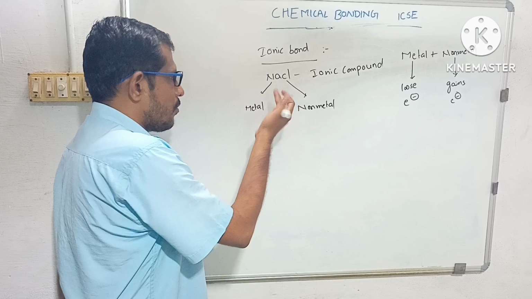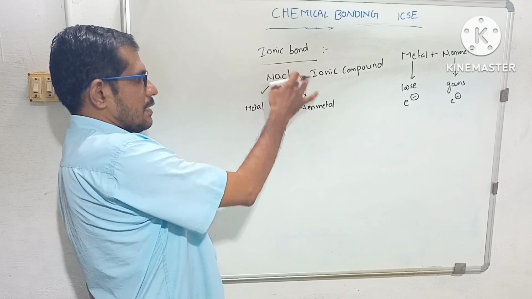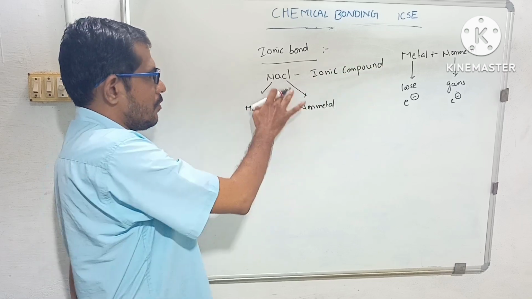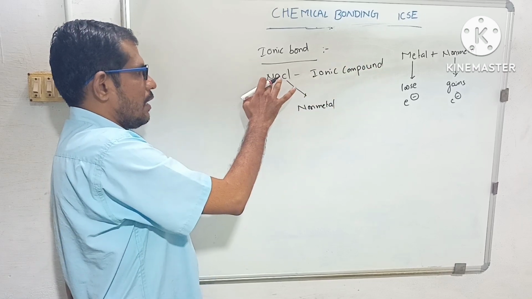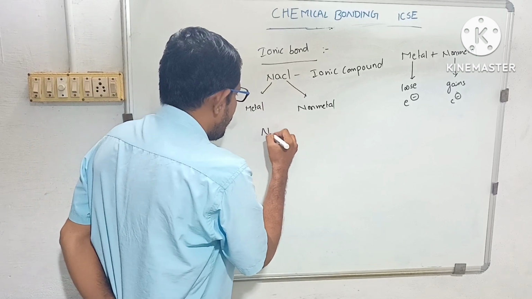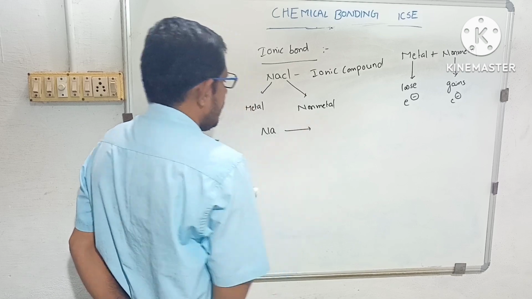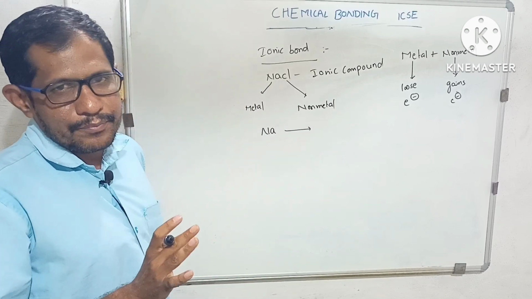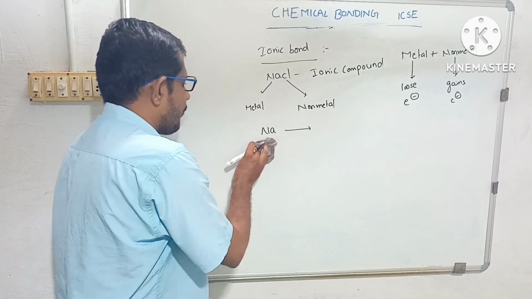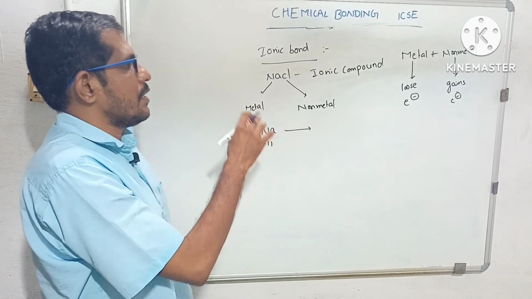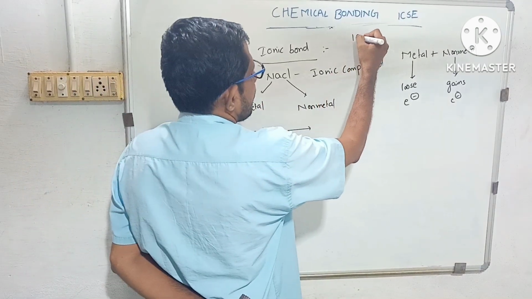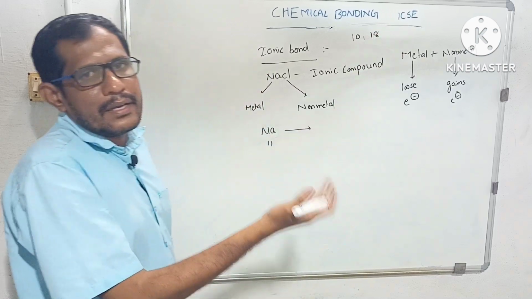If you take any compound, suppose the first is the metal and the second is the non-metal. I told you that metal loses electrons. So here sodium is the metal, so it loses electrons. How many electrons, you need to know. The atomic number of sodium is 11. What I told you: elements always try to get the stable electronic configuration, 10 or 18, by losing or gaining electrons.